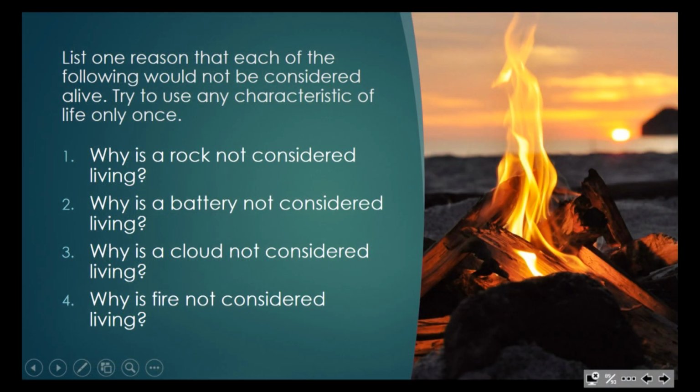All right, so let's check these out. We've got rock, battery, cloud, and fire. Why are these things not considered alive? Well, like I said, you could really use any of those 6 characteristics. So none of these 4 things have cells. Rocks, batteries, clouds, and fires are not made up of cells. So that's one reason that none of these things would be considered alive. Okay, let's go through and see if we can find some other examples on these.